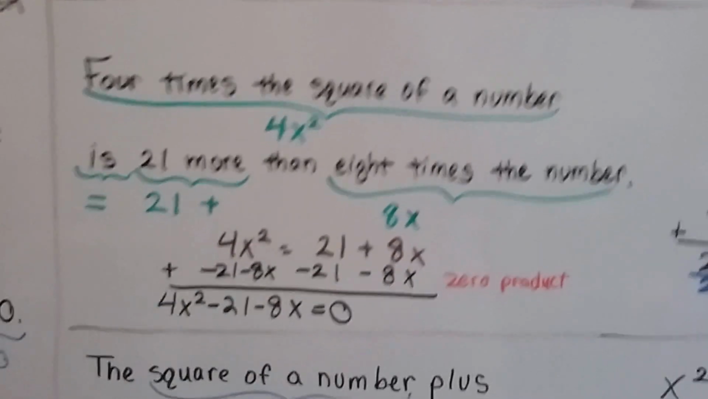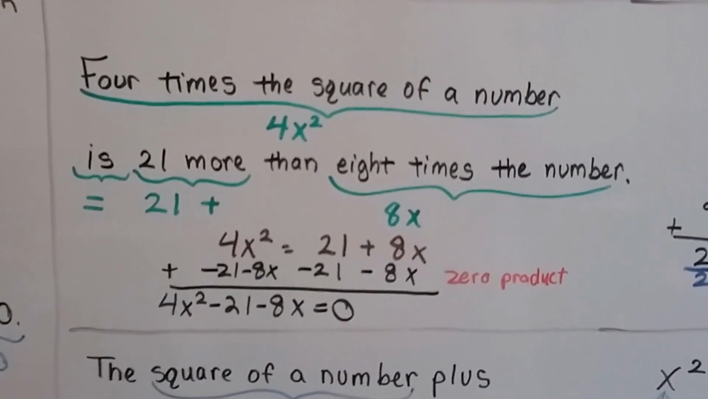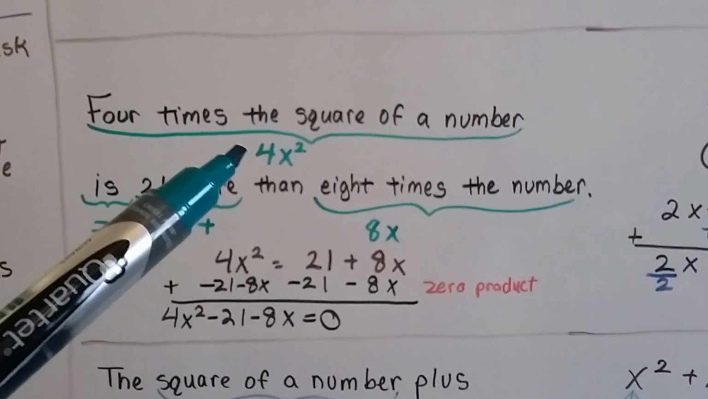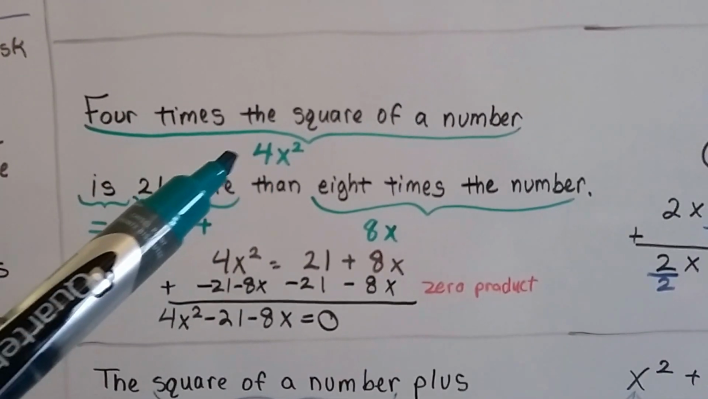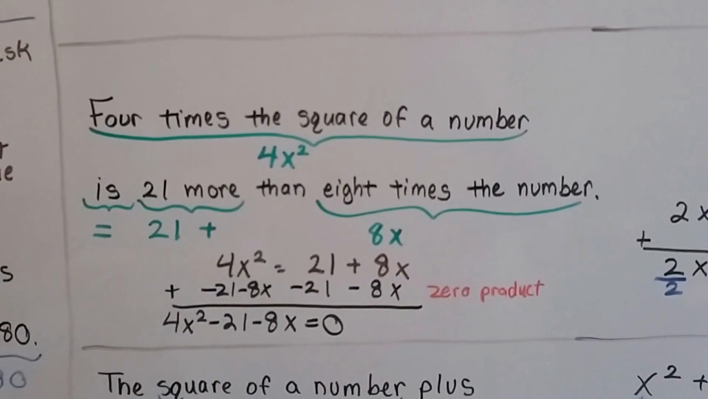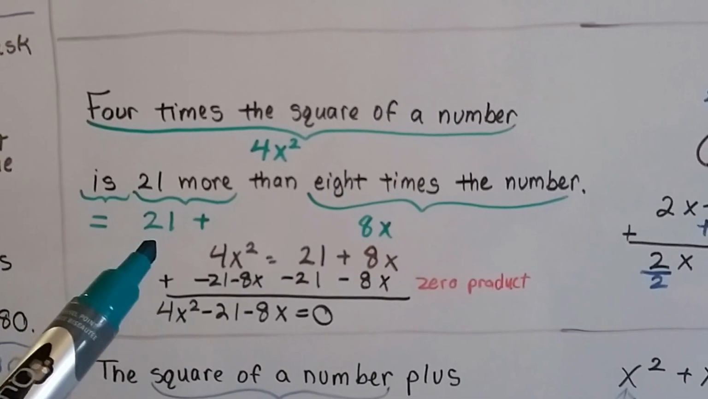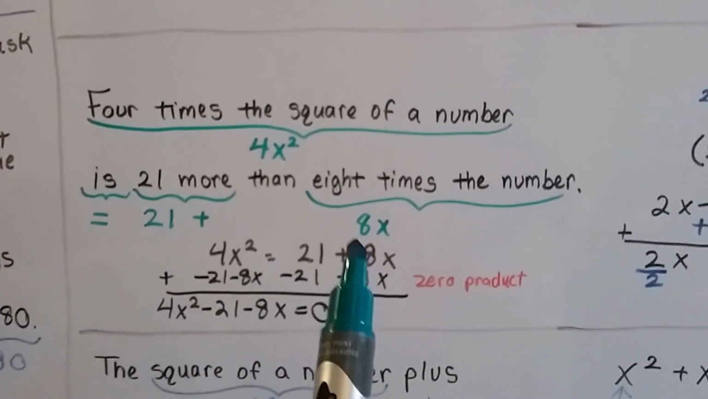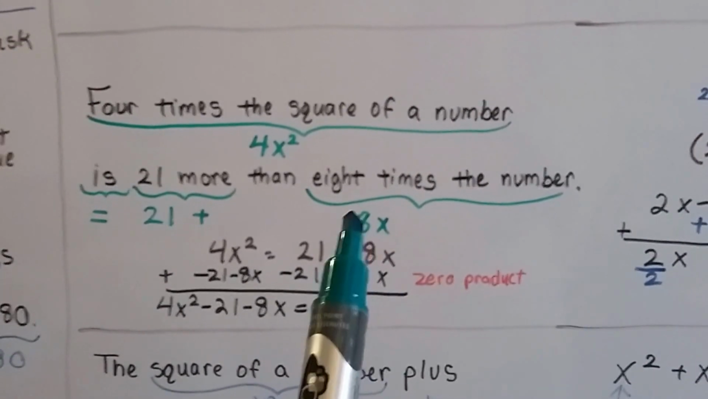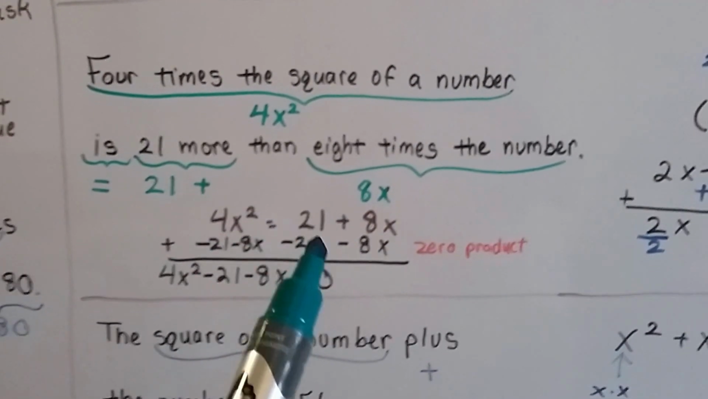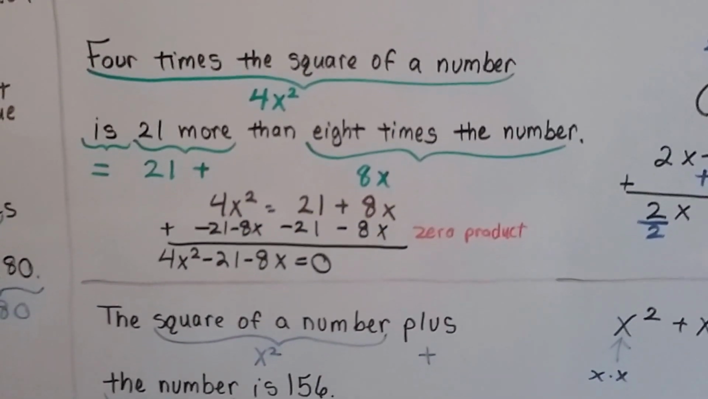We've got 4 times the square of a number is 21 more than 8 times the number. Well, 4 times the square of a number means 4 times x squared, or 4 times n squared, whatever variable you choose. Is usually means equals. 21 more is 21 plus, and 8 times the number is 8 times that variable, 8x. Now we have our equation, 4x squared equals 21 plus 8x.